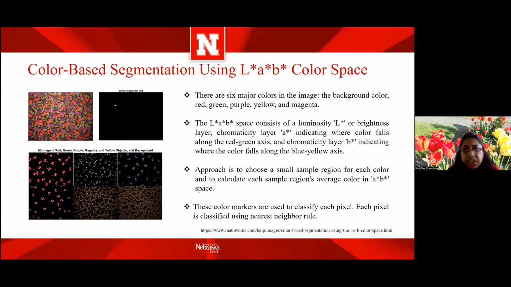The approach is to choose a small sample region for each color. The sample region for red is shown in this particular image. Similarly, we compute the sample region for each of the 6 colors: background color, red, green, purple, yellow, and magenta. After that, we use these color markers to classify each pixel into each of the groups. Each pixel is classified using the nearest neighbor rule. This example has been taken from mathworks.com, and the code is also available on that website.